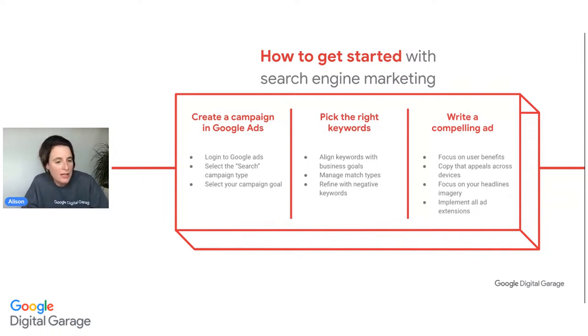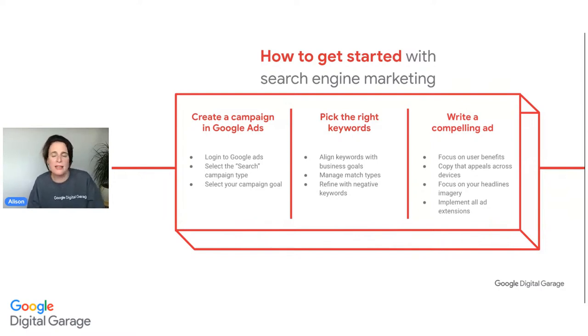So you're picking the keywords. This is incredibly important. You need to make sure your keywords are tightly themed. Consider these matching options. Make sure you've got a group of keywords that are very relevant to the ad that you're going to run. And then you need to write a compelling ad. So this is really important. Think about what's going to make people click.